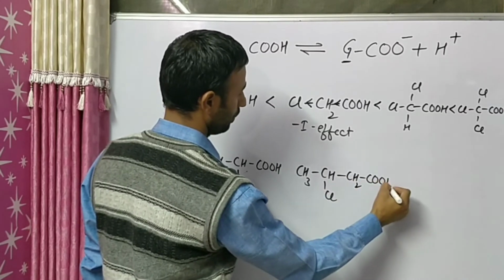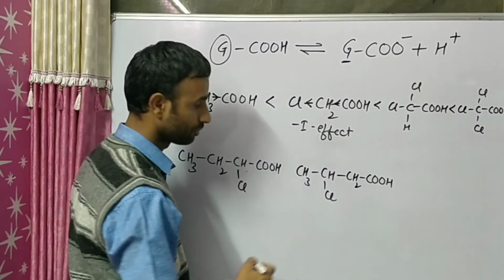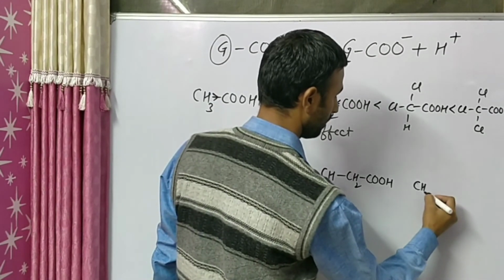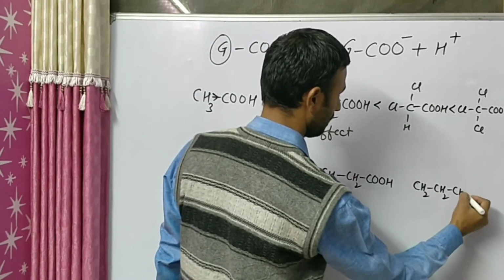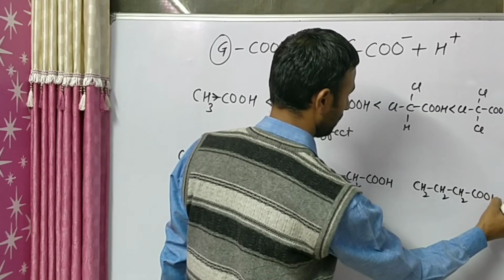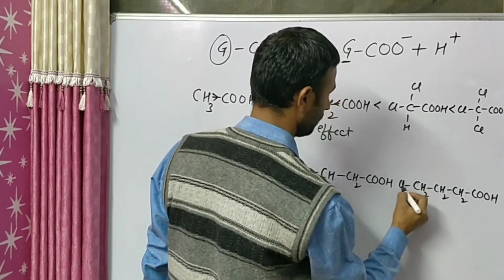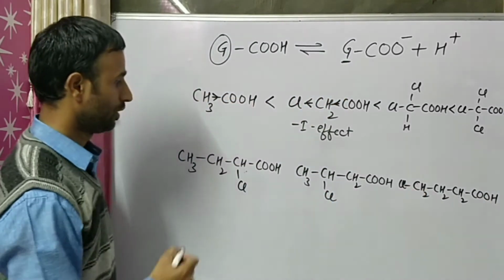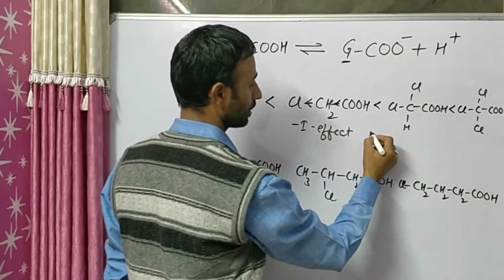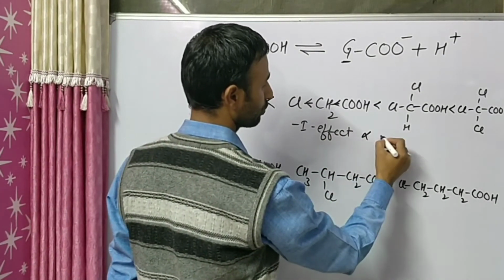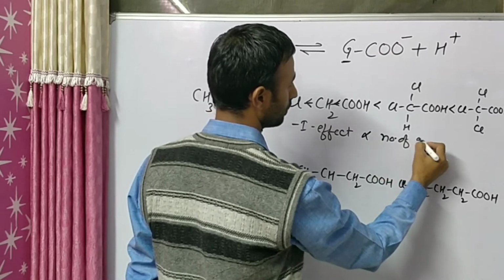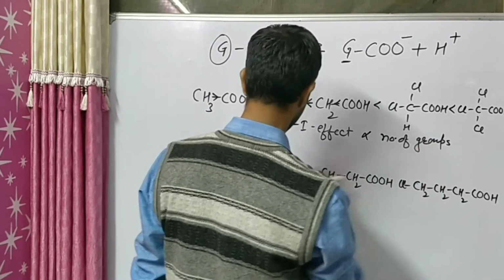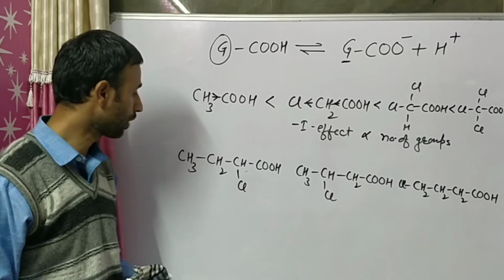3-chlorobutanoic acid and 4-chlorobutanoic acid. Now, the minus I effect increases directly with the number of groups. Now, which one is the stronger acid?